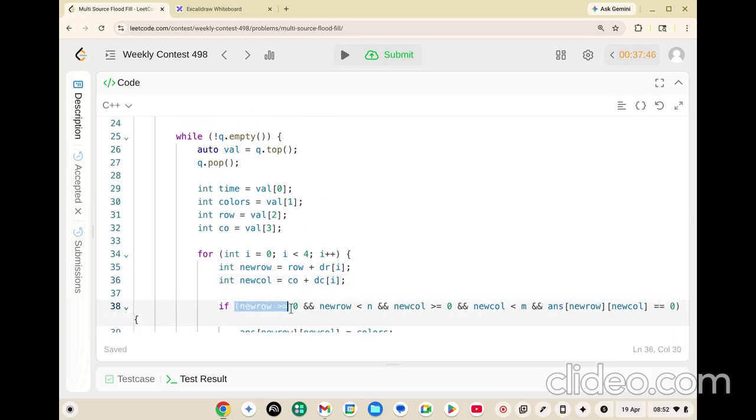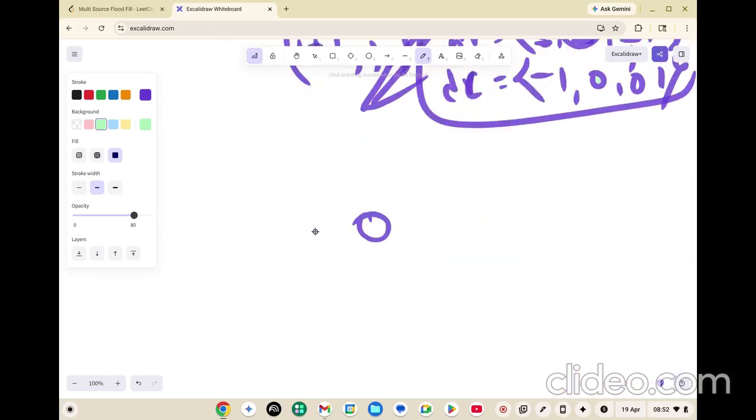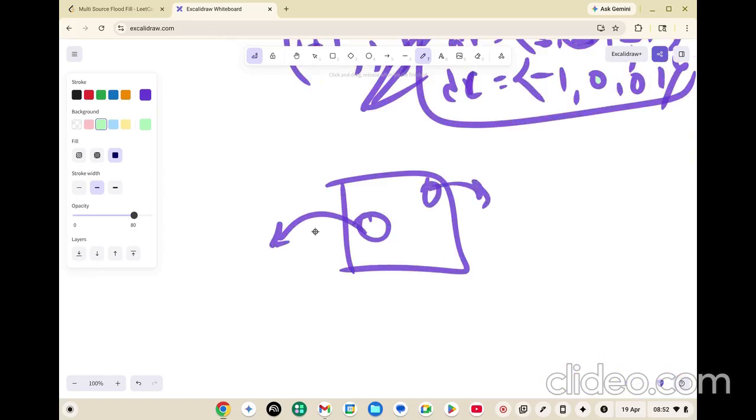If new row is greater than or equal to 0, we should be checking the conditions, right? So for this element, I hope this does not get out of my bounds. For this element, this should not go out of the bounds. Same for these, right? So you will check.